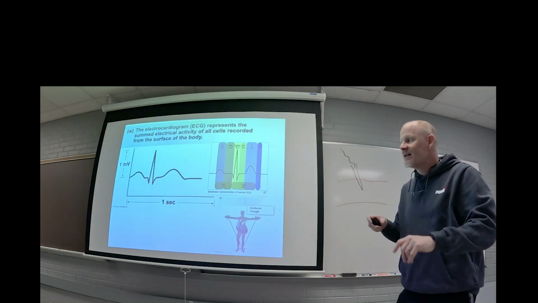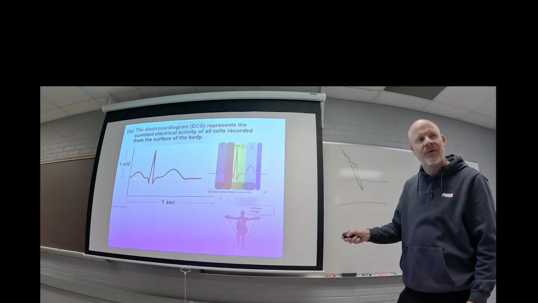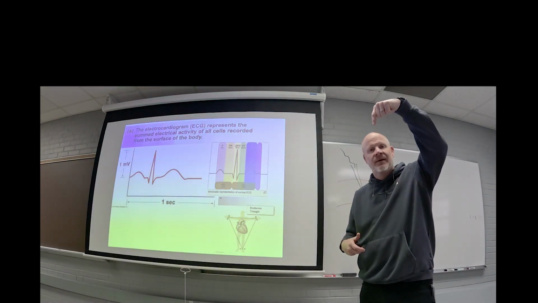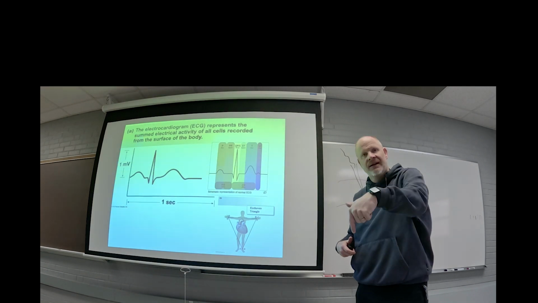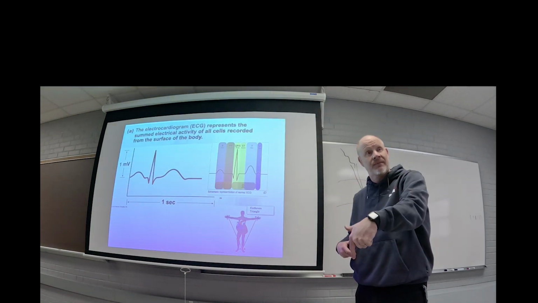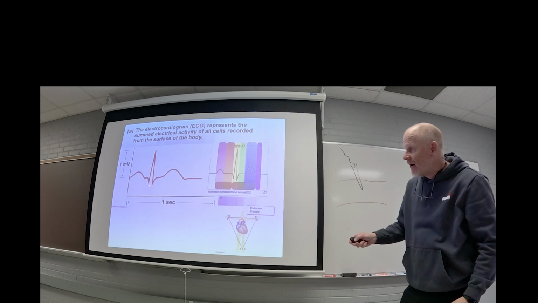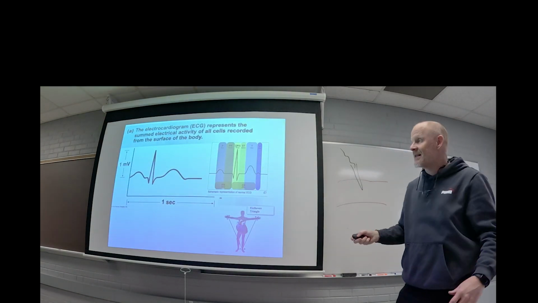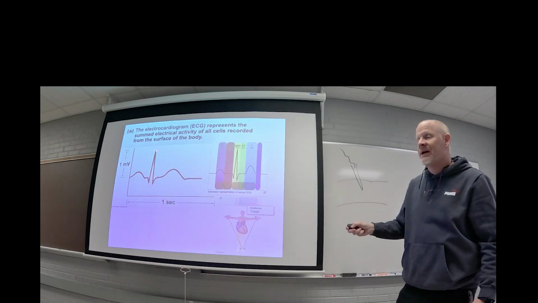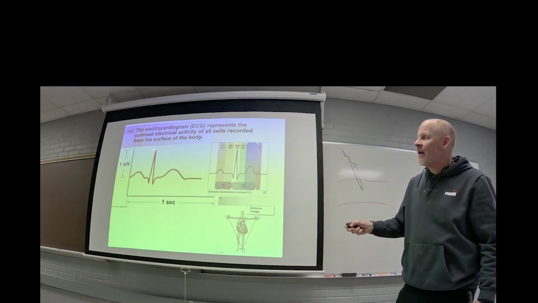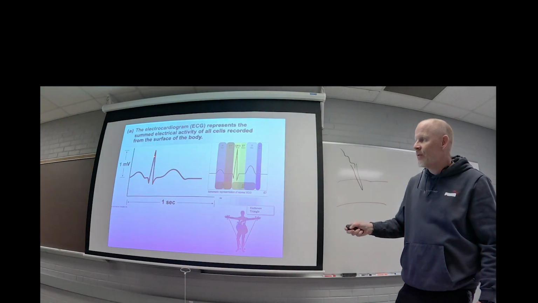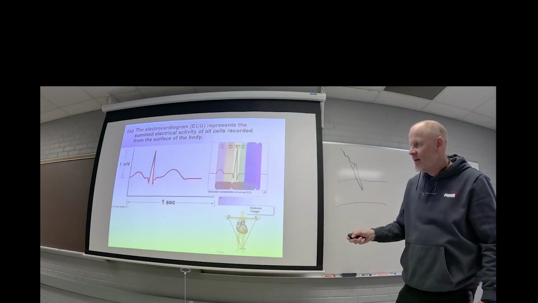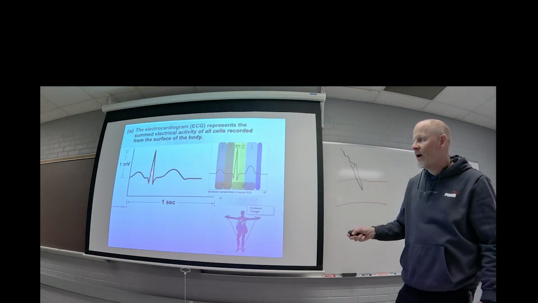The AV node fires, and then you get a negative blip traveling down. That's because the depolarization is traveling down the interventricular septum, right? So it travels down, and then all of a sudden you start the big depolarization of the entire ventricular mass. And so obviously it's much bigger, right? And then all those calcium channels close, and you repolarize, and then you get another segment. This is called the QRS wave.